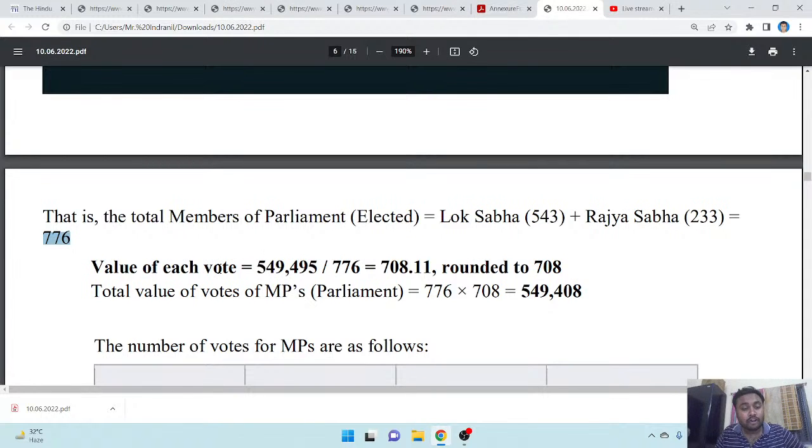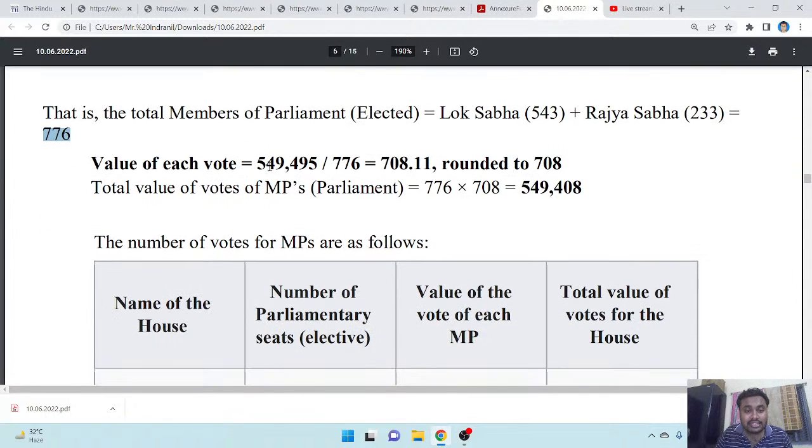The total elected members of Lok Sabha is 543 and of Rajya Sabha is 233. So the total number of MPs is 776. So the value of vote of an MP is 5,49,495 divided by 776, equal to 708.11, rounded to 708. So this is the value of vote of an MP. The total value of vote of all MPs is 776 into 708, that is 5,49,408. This is the value of vote of all MPs of Lok Sabha and Rajya Sabha combined.